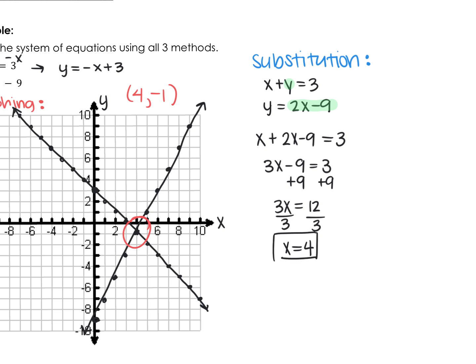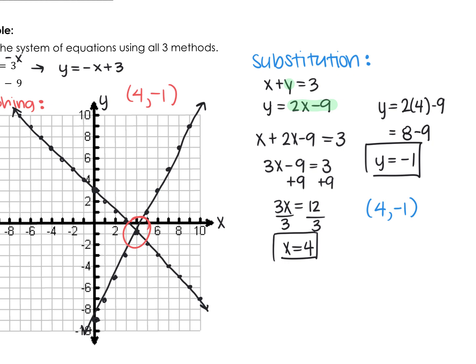Which should match what we got by graphing, which it does. So far, so good. So now to solve for y, I'm going to plug in 4 for x into one of my two original equations. I typically go with the one where the variable you're looking to solve for is already isolated. So I'm going to use the fact that y equals 2 times 4 minus 9. So that becomes 8 minus 9, which means y equals -1, which also matches what we got when we graphed, which I can now write as the point (4, -1).